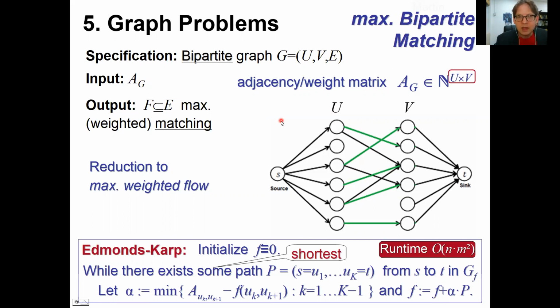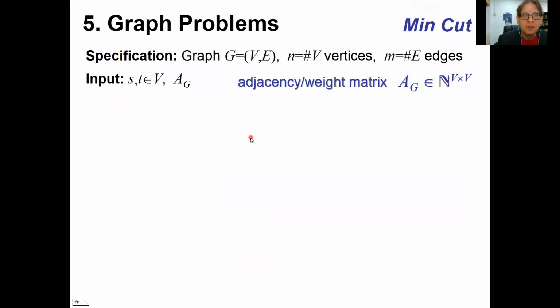Okay, as I said, this is going to be the last slide of today's lecture. Now we're applying the Ford-Fulkerson algorithm to another graph problem, namely the minimum cut problem. So what is minimum cut? In the minimum cut problem, as usual, we're given a weighted graph with non-negative integer edge weights, and we're given a start and target vertex.